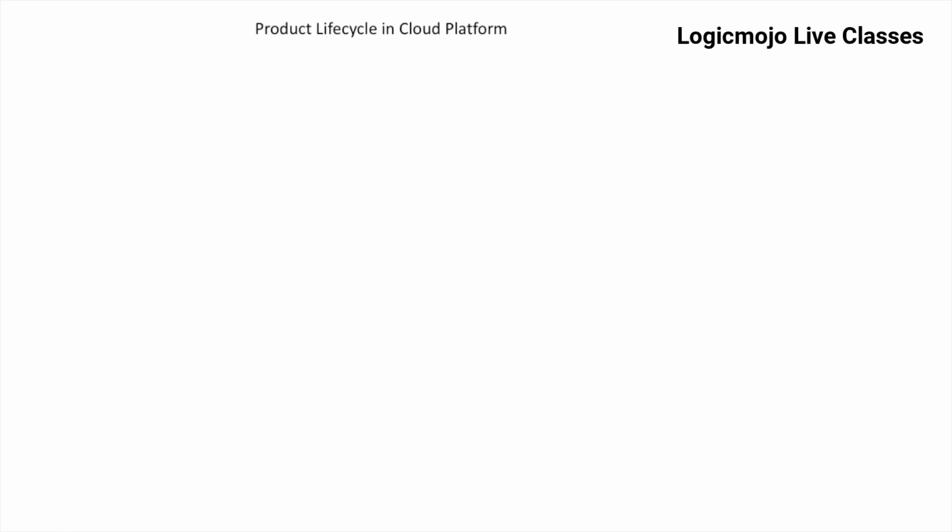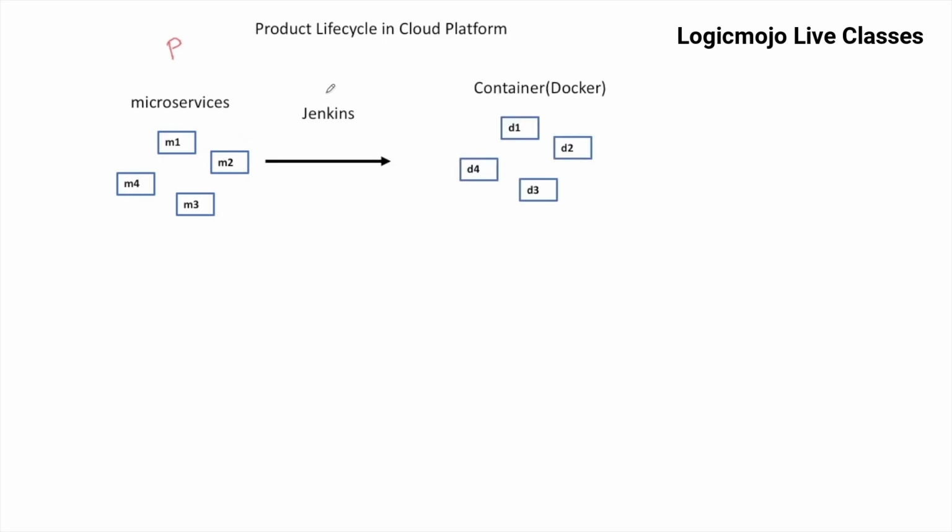So let's first understand the cloud terminology used, with the help of an example. So these are my different microservices. Let's say you have one project and you create these different microservices. And now by using this tool which we call Jenkins, we create multiple containers. So this D1 is the corresponding container of this microservice. Similarly, these are the different containers of these microservices.